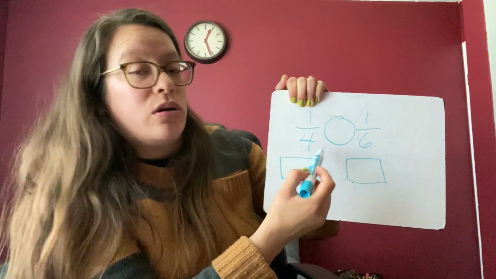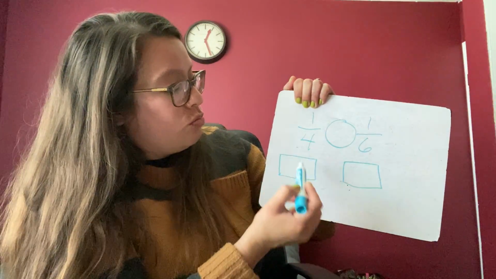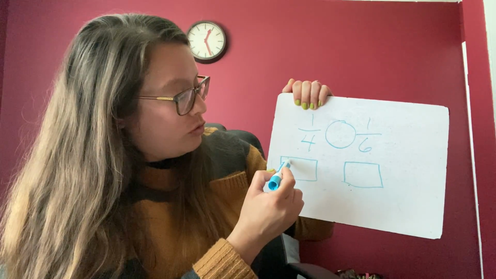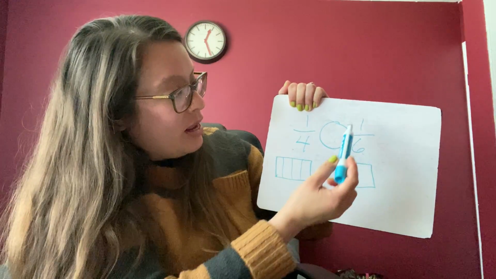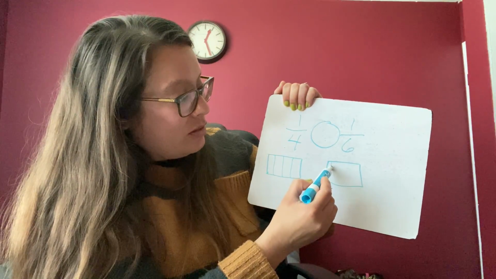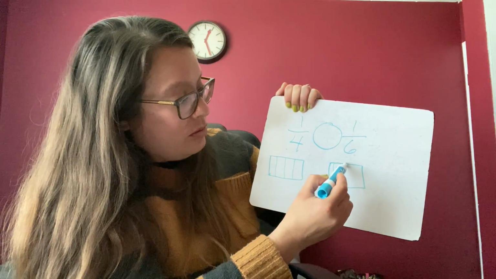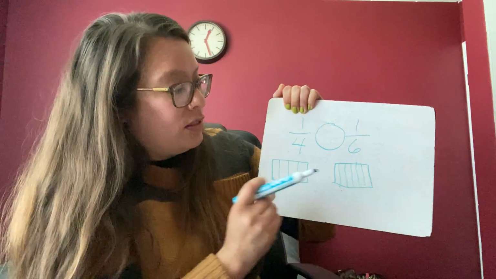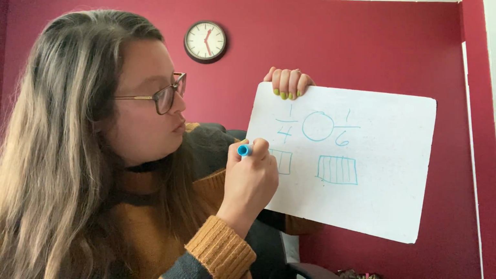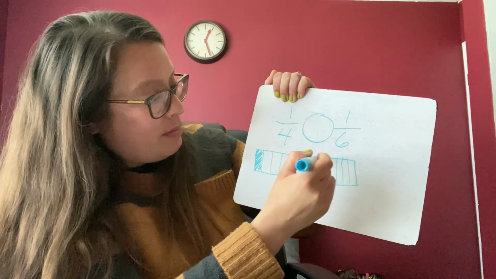This one, the total number of pieces I need are 4. So 1, 2, 3, 4. This one is 6. All right. So 1, 2, 3, 4, 5, 6. All right. So I need to shade just 1 from each.